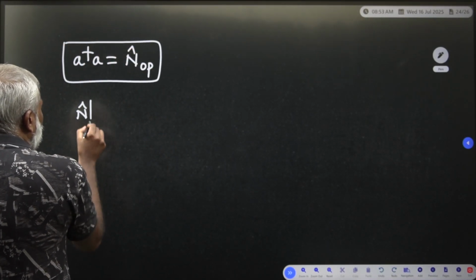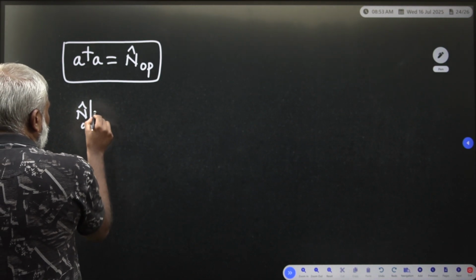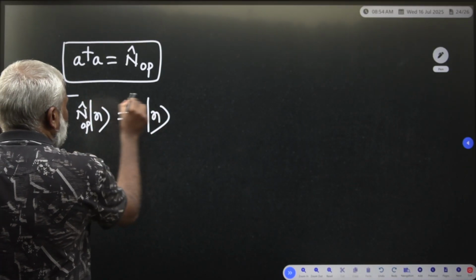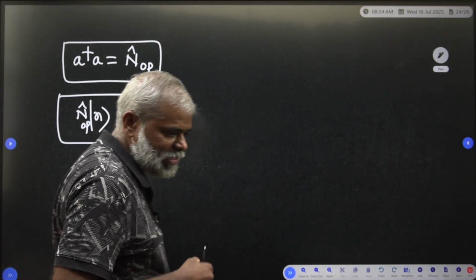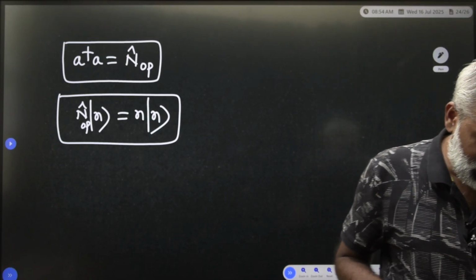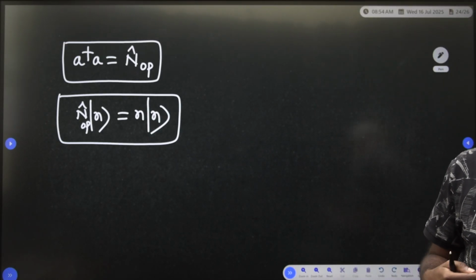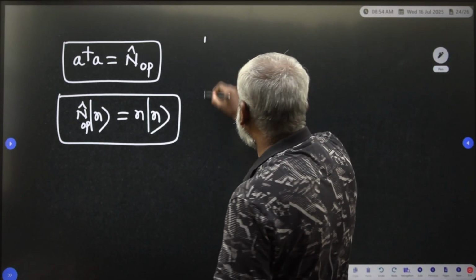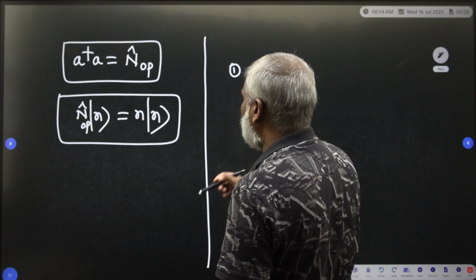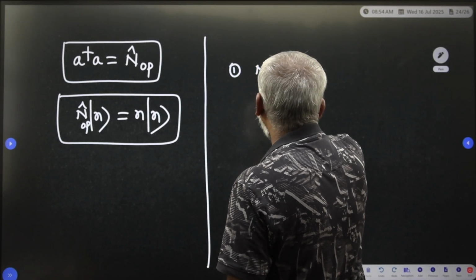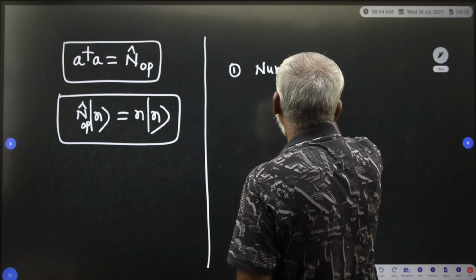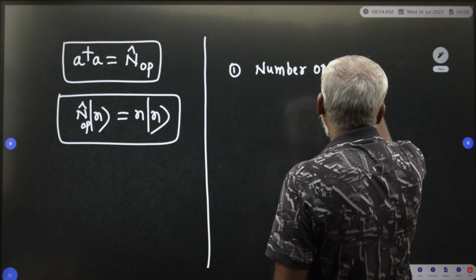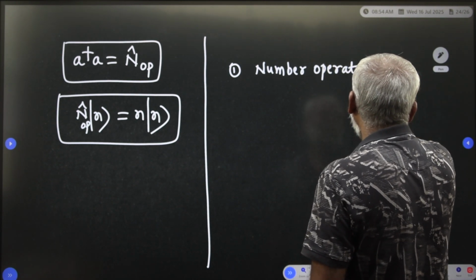Therefore, when the number operator operates on a state, one number will come. That number is n, and you are able to write it like that. Clear? So that is the way you have to write it. So this is the number operator. What are the properties of the number operator? The first property is that the number operator is a Hermitian operator.